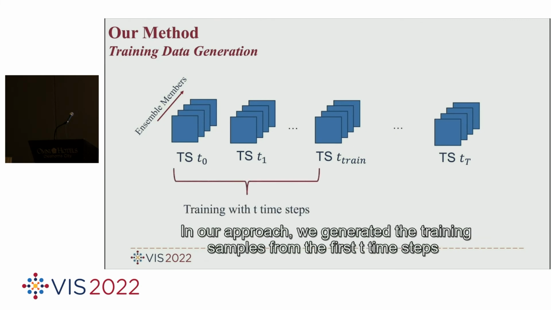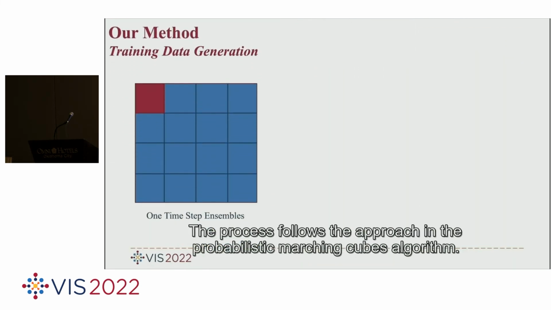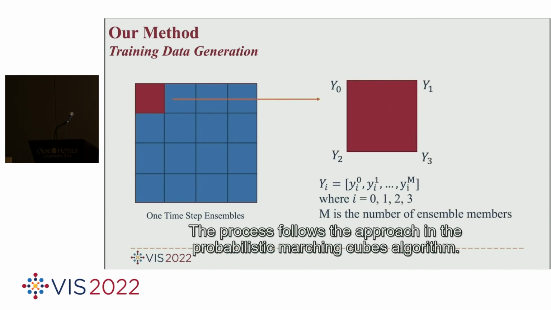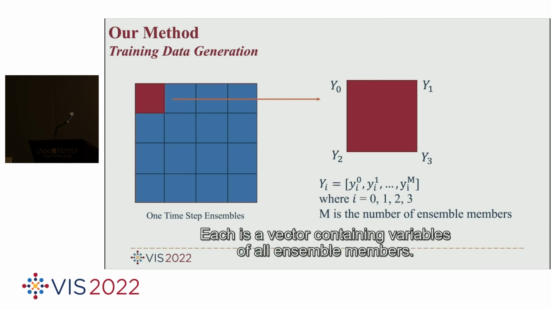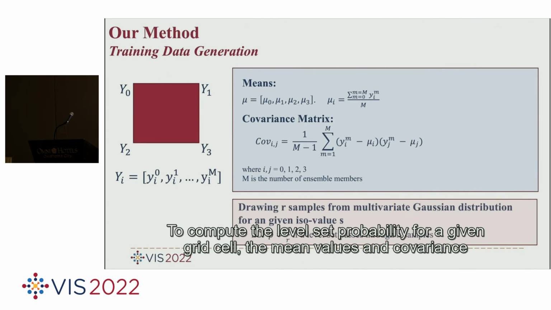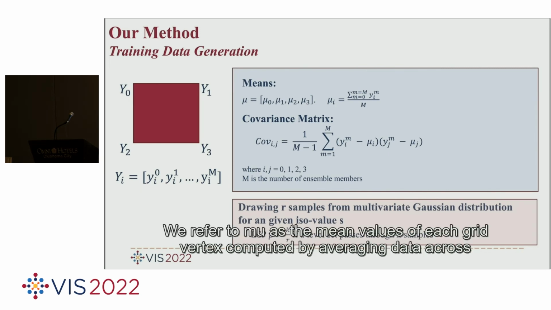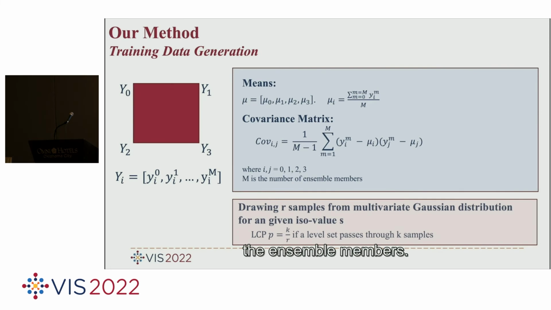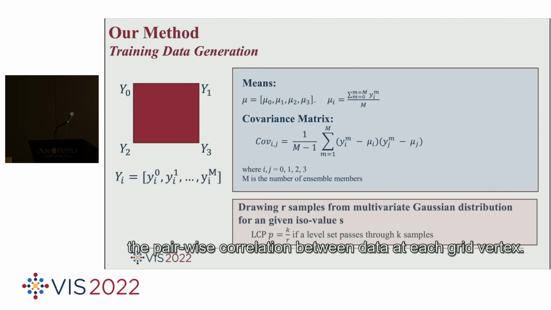In our approach, we generated training samples from the first T time steps and evaluated using the following time steps. The process follows the approach in the probabilistic marching cubes algorithm. For one time step of ensembles, capital Y0 to Y3 represent variables at the vertices of a 2D grid. Each Y is a vector containing the variables of all ensemble members. To compute the level set probability for a given cell, the mean values and covariance matrix of the ensemble data are computed. We refer to mu as the mean values of each grid vertex. It's computed by averaging the data across all the ensemble members. Then the 4x4 covariance matrix is computed from the ensemble members to capture the pairwise correlation between the data at each grid vertex.